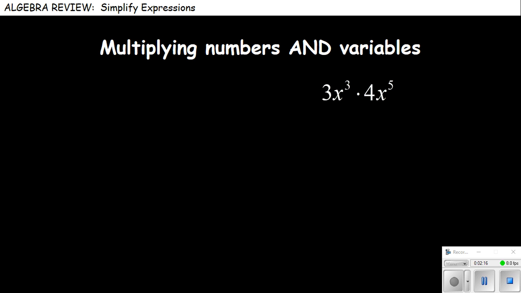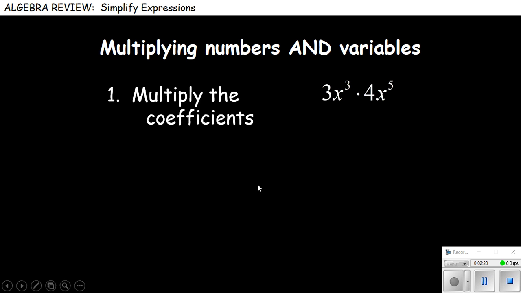There are only two steps when we are multiplying terms. The first step is to multiply the coefficients. That's why we wanted to know that word. The coefficients are the numbers in front, the regular numbers, not the exponents. We have a 3x to the third, 4x to the fifth. We're going to multiply the 3 and the 4. 3 times 4 gives us 12, and that's going to be the coefficient of our answer.